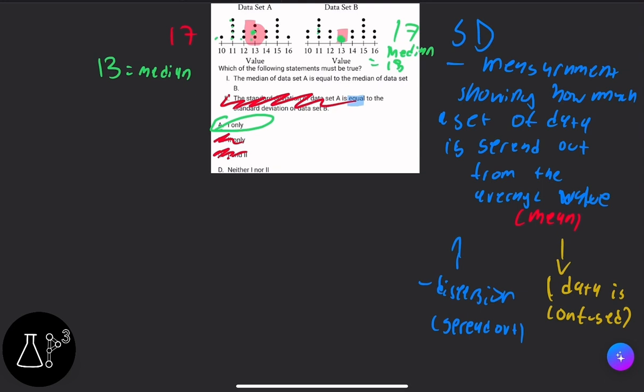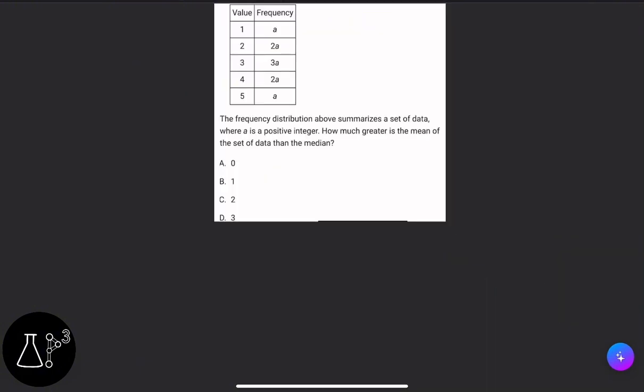So standard deviation is important to note, but in this question, because they have different values in 13, it is not the same. Okay, let's do the last question for today. The frequency distribution above summarizes a data set in which A is a positive integer, and we're going to talk about that because that's really important information. How much greater is the mean of the data set than the median? Well, what does A equal? What can A possibly be?